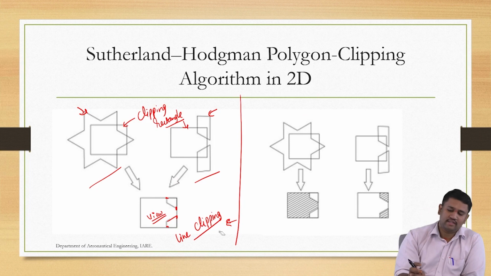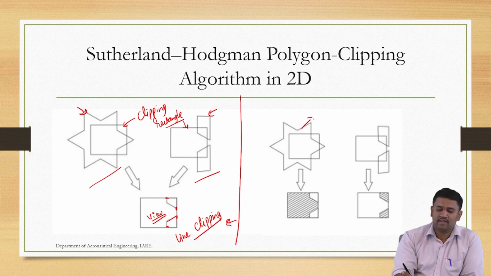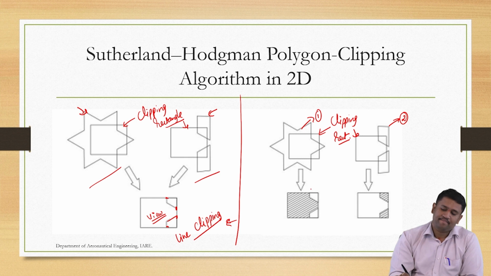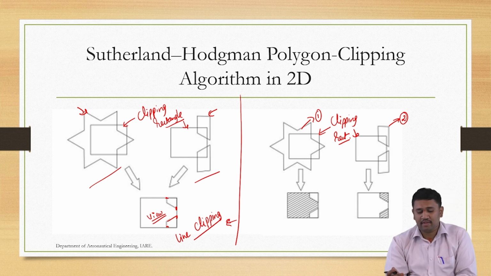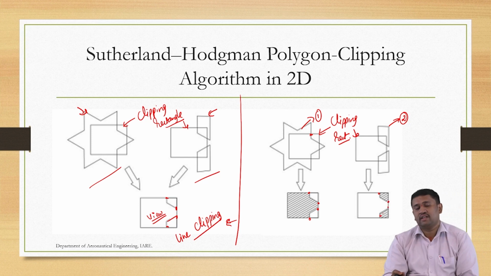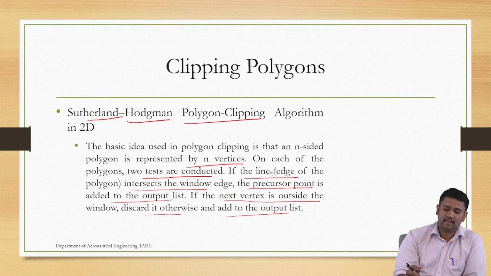This is your geometry one. This is your geometry two. Now, of course, this is your clipping rectangle. Under this clipping rectangle, what happens? Basically, previous to your line clipping, what happens? If there is any intersection on a line, a point is being added to your output list. Previously, it had not been added.